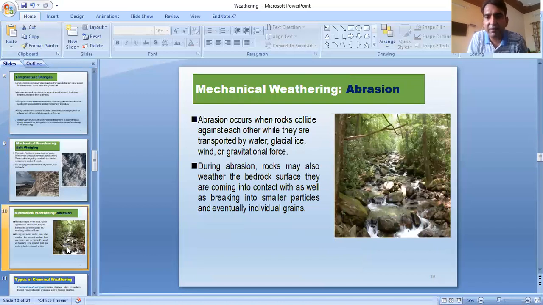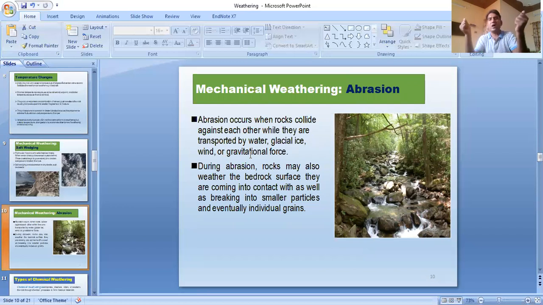Then in mechanical weathering, we have abrasion. Abrasion occurs when rocks collide against each other while they are transported by water, glacier ice, wind, or gravitational force. When the volume of water is high and there are rocks inside the water, they travel with the water, or with the wind, or with the ice. In that process of traveling, once they are moving, they collide with each other.